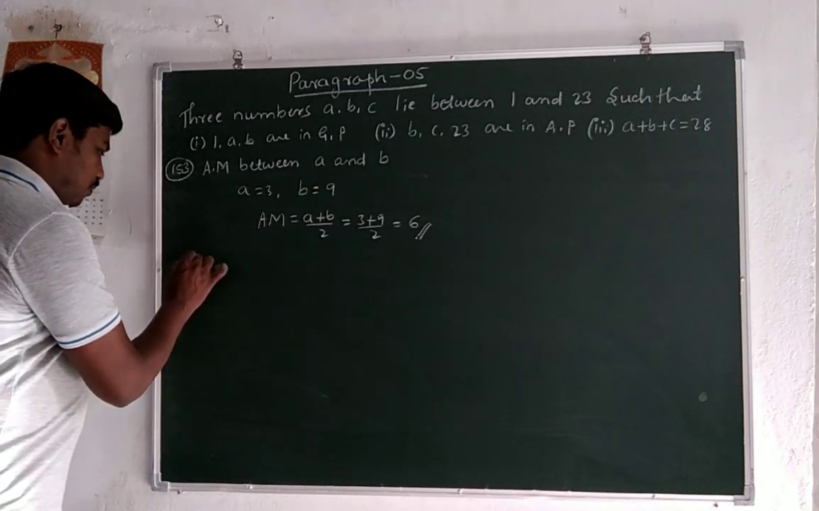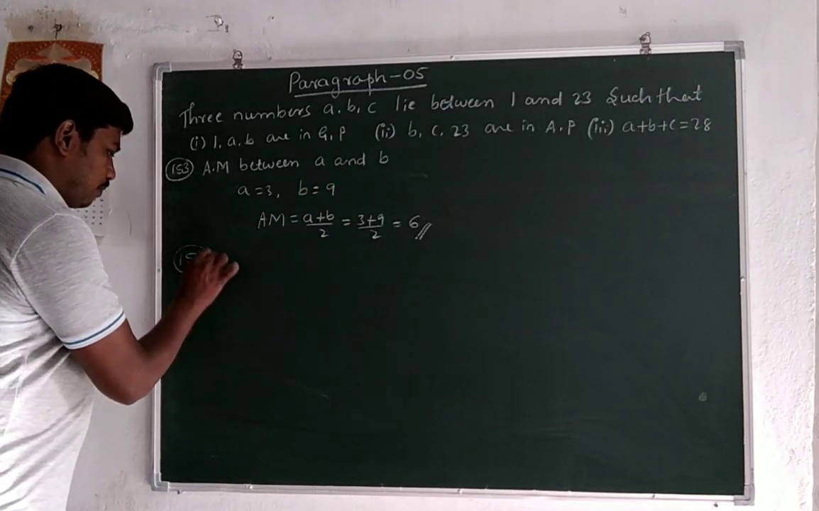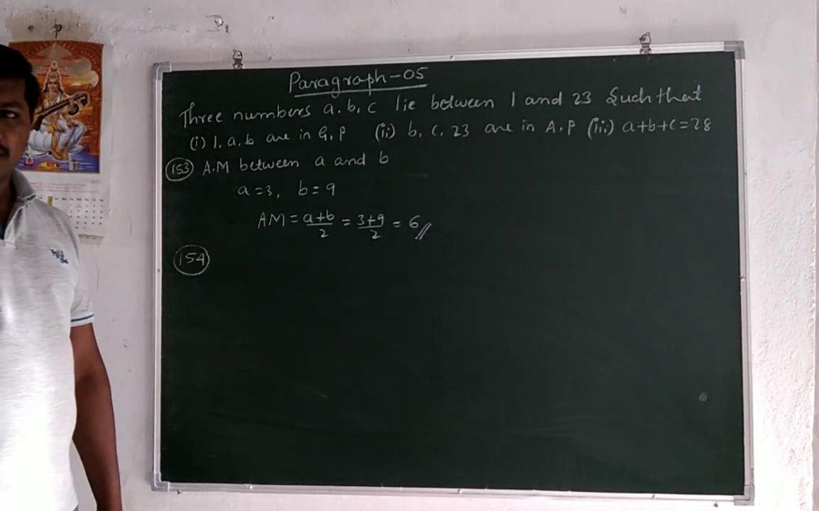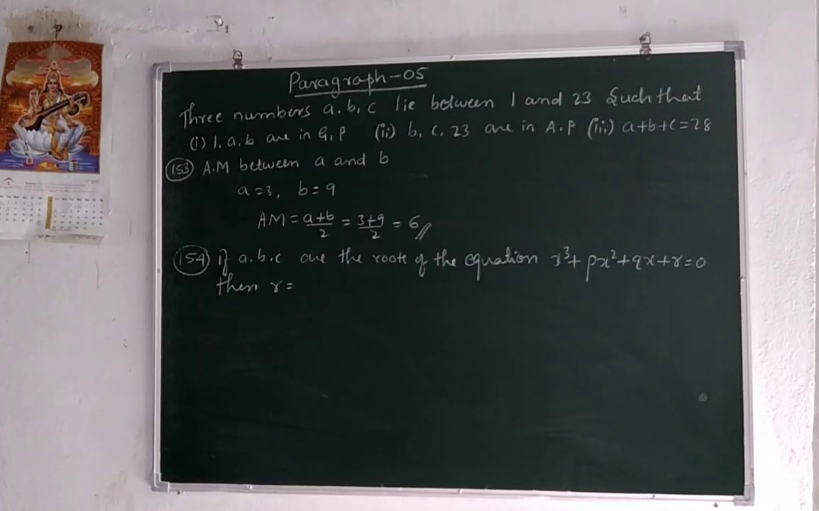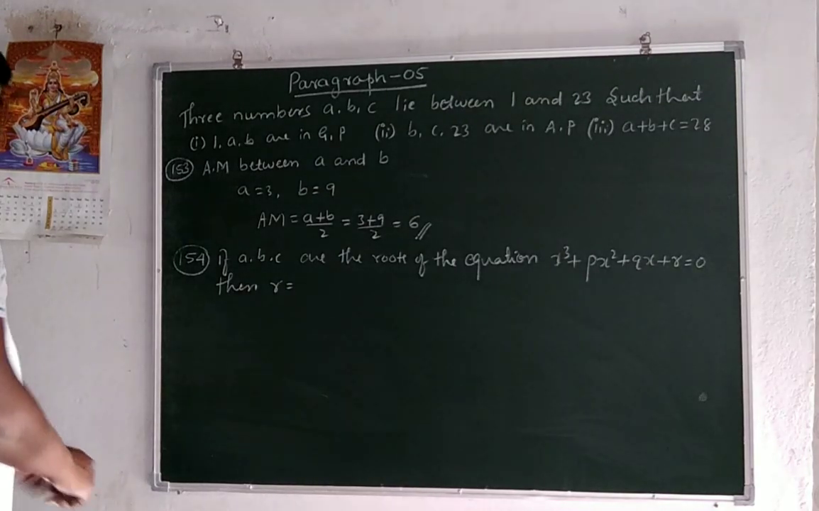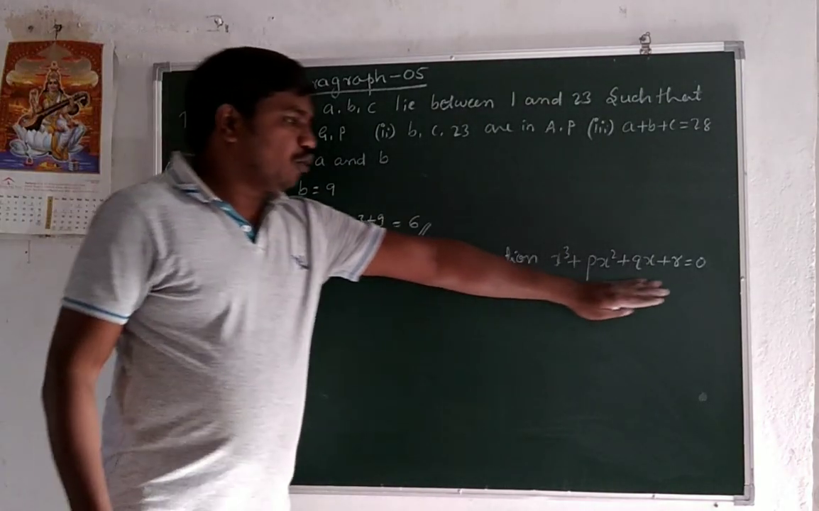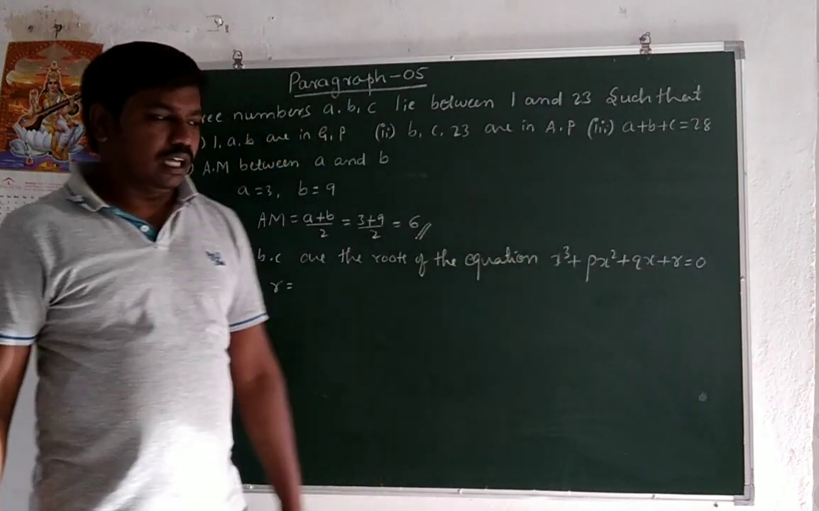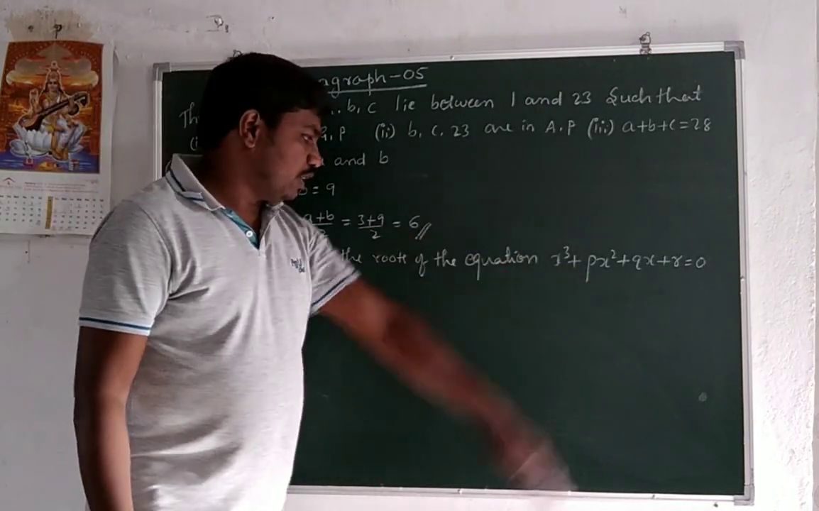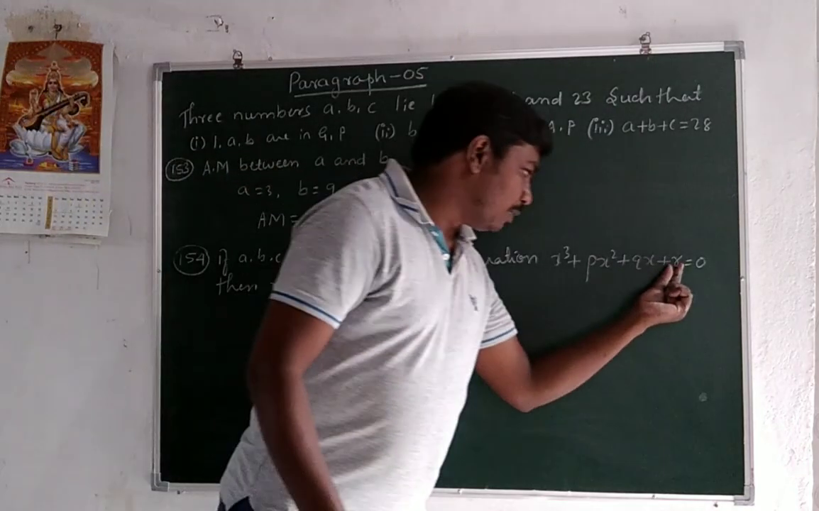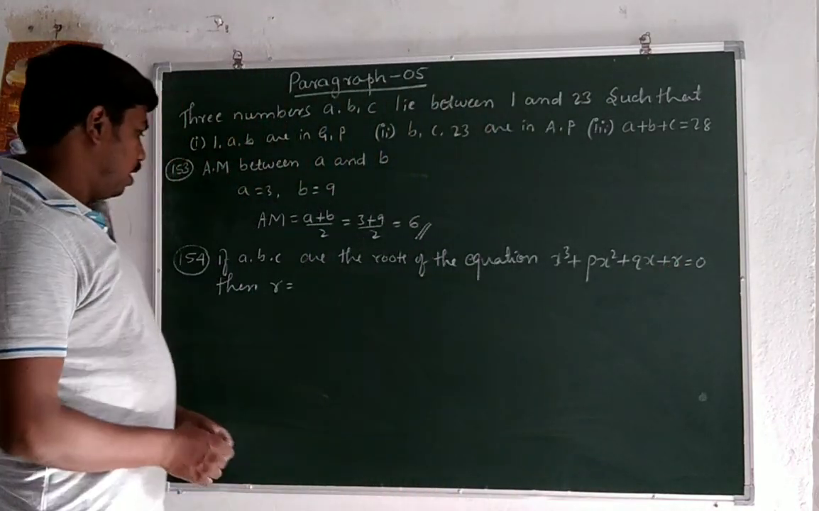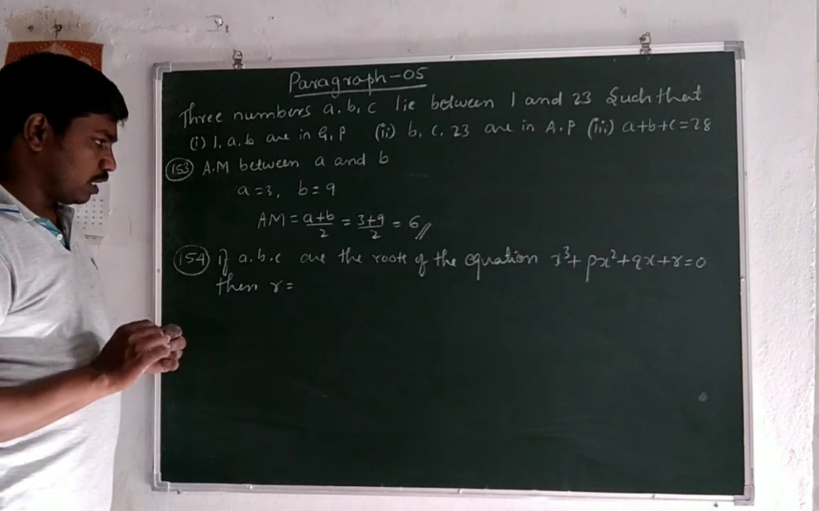Next, question number 154. Look: a, b, c are the roots of the cubic equation. Then what is the value of r? We need to calculate r. a, b, c are given as the roots.